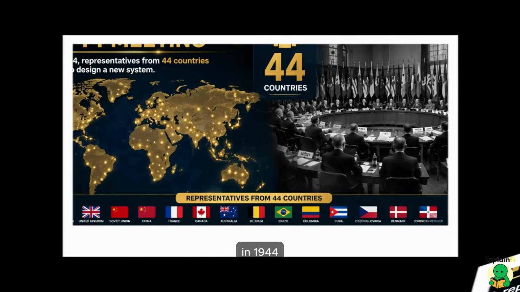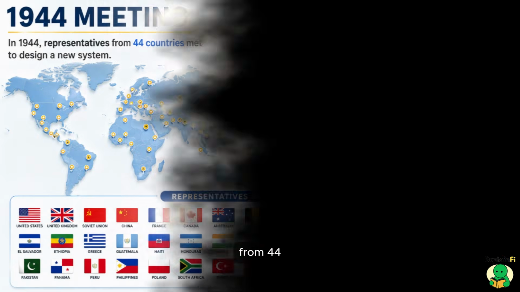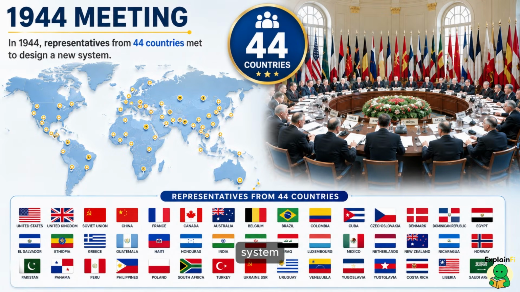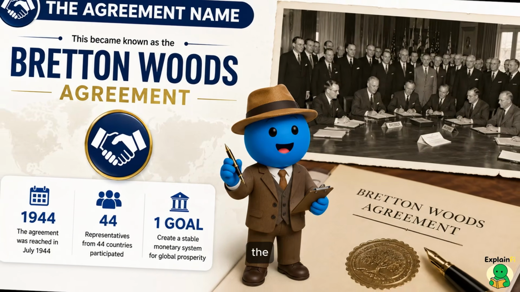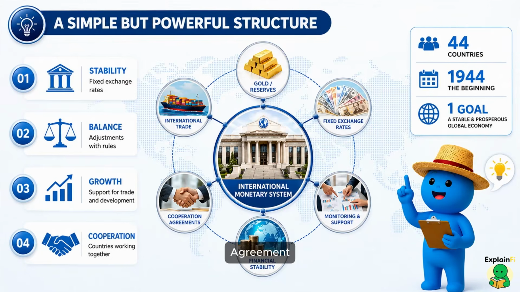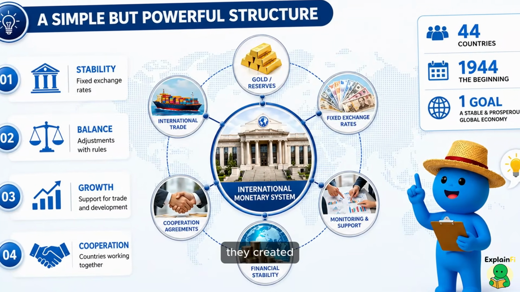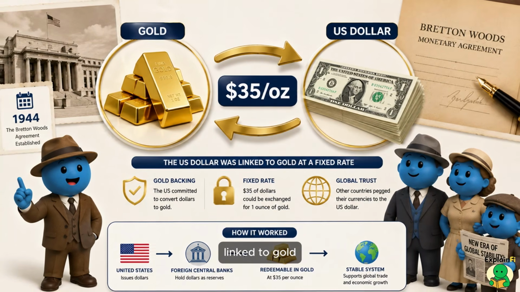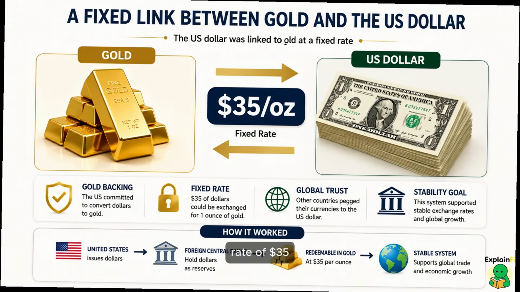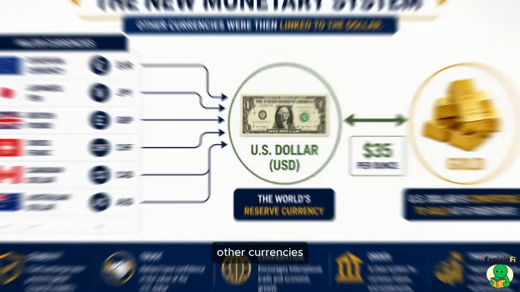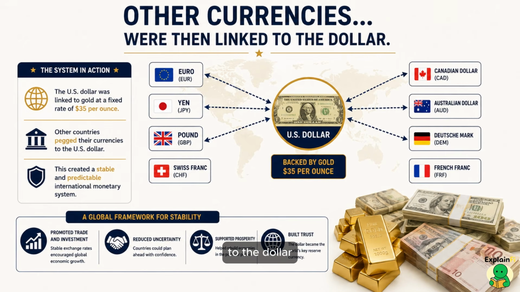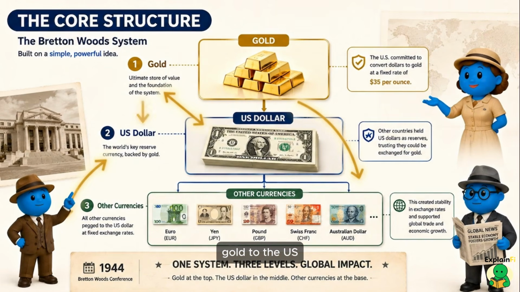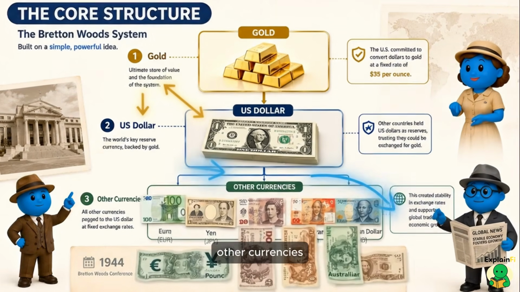In 1944, representatives from 44 countries met to design a new system. This became known as the Bretton Woods Agreement. The structure they created was simple, but powerful. The US dollar was linked to gold at a fixed rate of $35 per ounce. Other currencies were then linked to the dollar. Gold to the US dollar to other currencies.